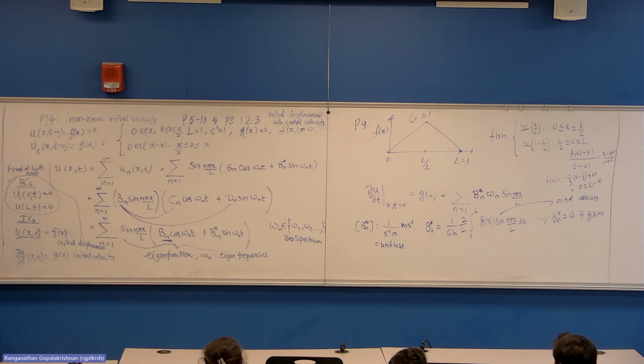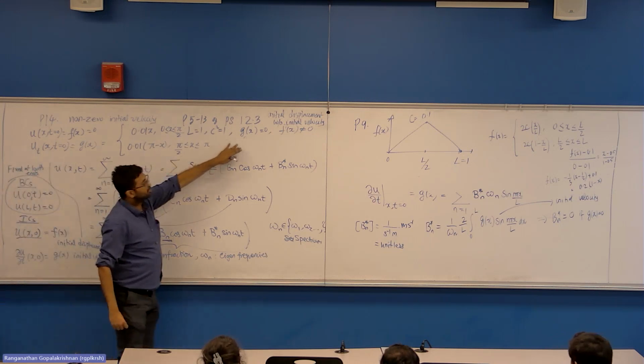So when it comes to modeling real problems, you have to convert phrases into mathematical statements. When you say the rope is fixed at both ends, that statement translates into math as displacement is zero. And initial velocity, which is zero, g of x equal to zero.